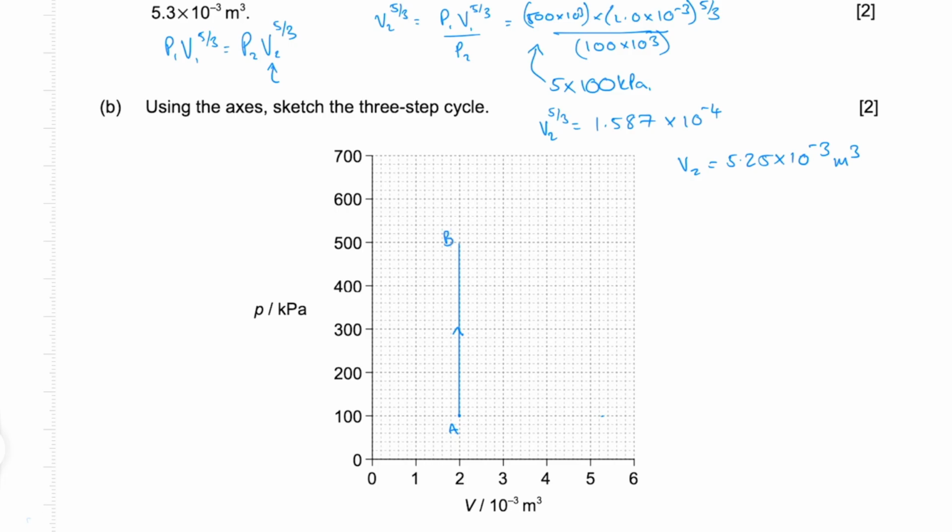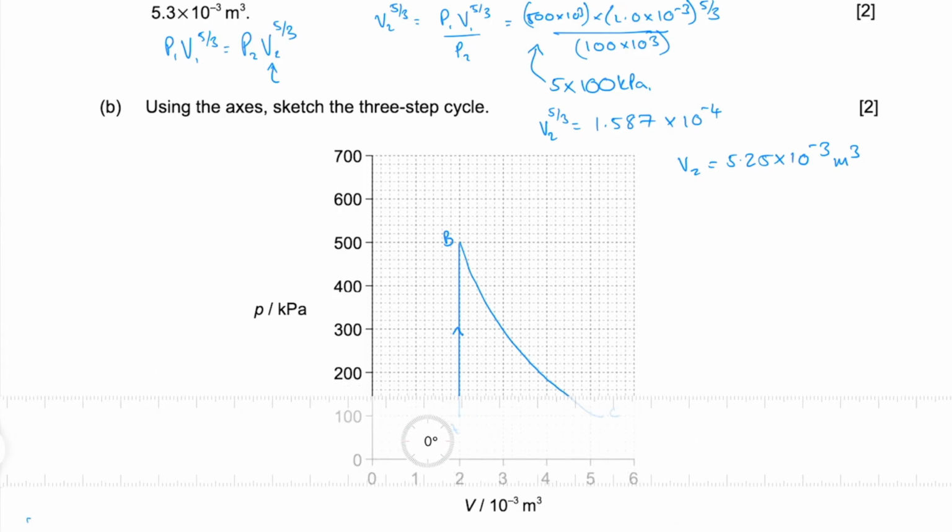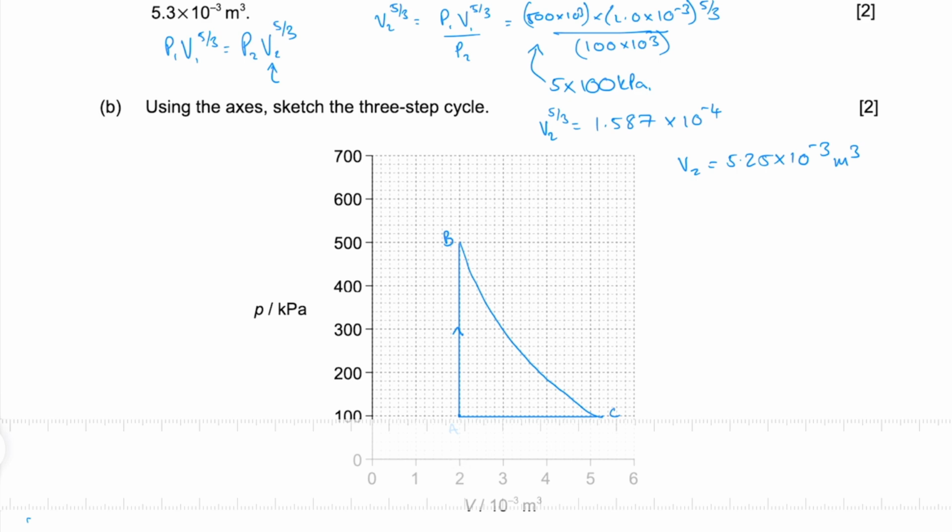So at point B, we're going to do a nice adiabatic expansion, a nice smooth curve, all the way down to this initial pressure point here. That's point C. And then at point C, it's compressed at constant pressure to its initial volume. A nice straight line back here, like that.